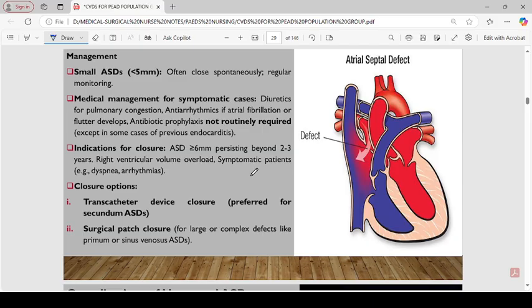So what are some of the indications for closure of this atrial septal defect? If the defect is more than or equal to 6 millimeters and persists beyond 2 to 3 years, it will have to be closed. Another indication is right ventricular volume overload and symptomatic patients, like patients presenting with dyspnea and arrhythmias. So what are the closure options? We could do transcatheter device closure, which is preferred for secundum atrial septal defects. And we also have surgical patch closure, which is for large or complex defects like the primum or the sinus venosus.